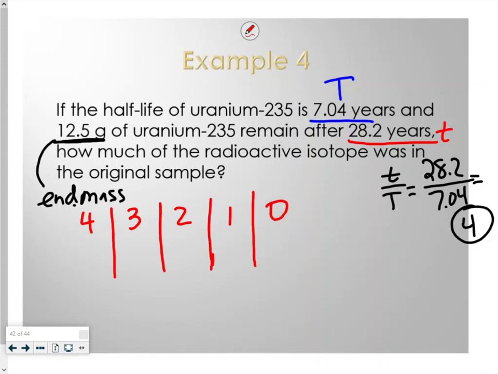I'm going to make my chart go backwards. And if I have 12.5 grams to start, what do I need to do to work backwards to my original amount? I'm going to multiply by 2 instead of dividing by 2. Exactly. So let's multiply by 2 along the way.